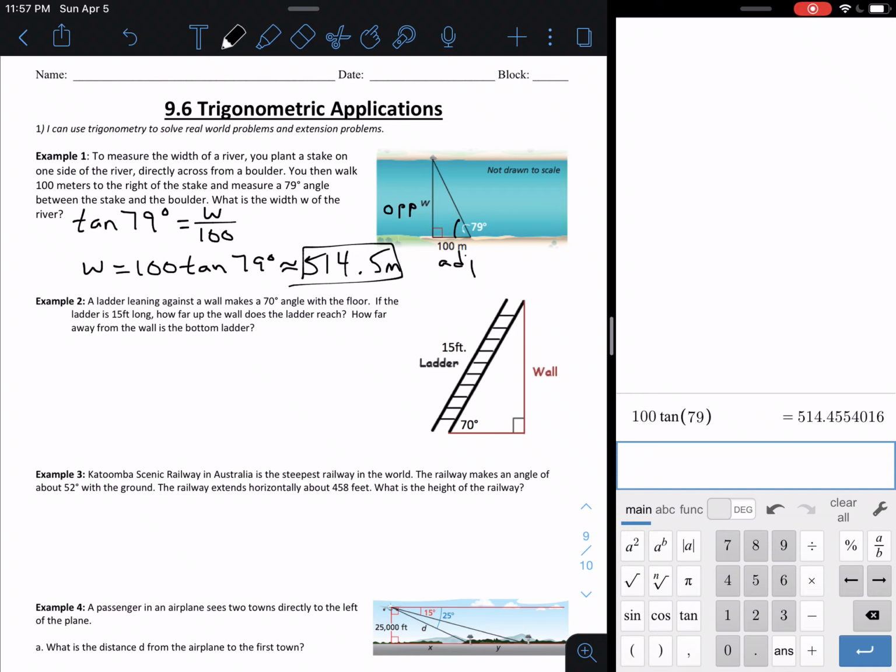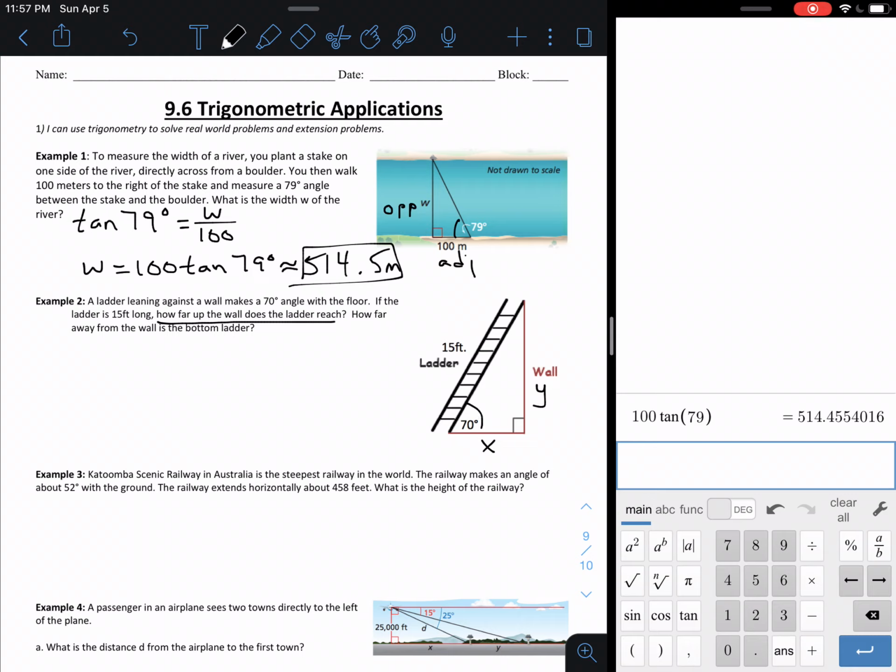All right, let's take a look at number 2. So a ladder leaning against a wall makes a 70-degree angle with the floor. If the ladder is 15 feet long, how far up the wall does the ladder reach, and how far away from the wall is the bottom of the ladder? So this time we're going to look for two things. I'm going to call the distance between the base of the ladder and the wall X, and then the height of the wall, I'll call that Y. Let's go ahead and find the height of the wall first, since that's what it asked for in the first question, how far up the wall does the ladder reach.